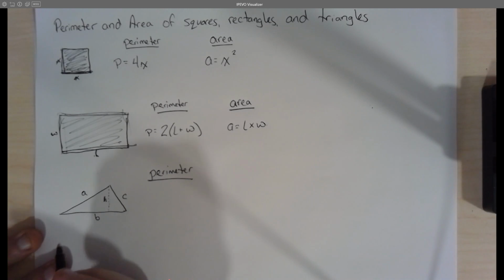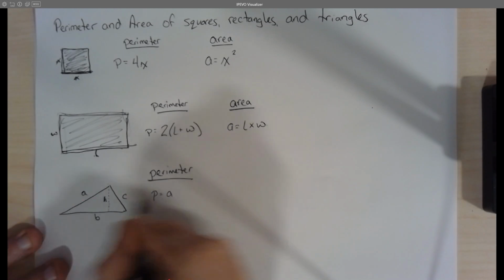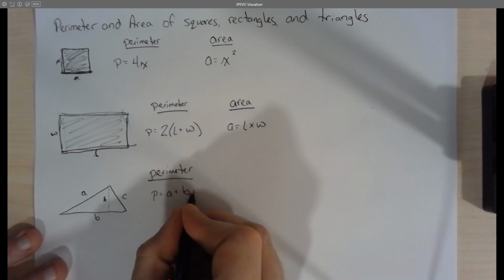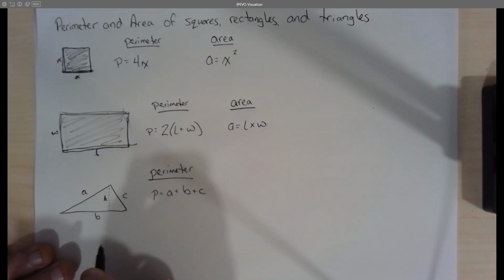So in this case, our perimeter equals A, side length A, plus side length B, plus side length C. There's no easier way to say that when we're figuring out the perimeter of a particular triangle. Now, when we get to grade 8, we're going to learn about some special rules when it comes to right angle triangles, but for now, this is as far as we're going to go with perimeter for a triangle here.